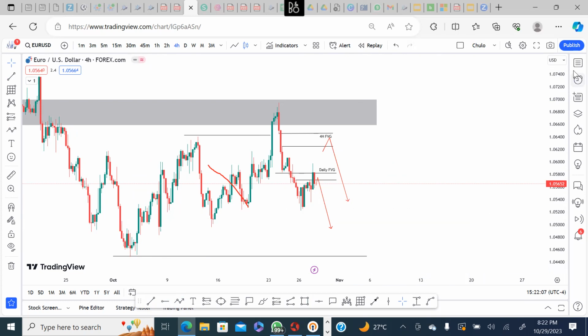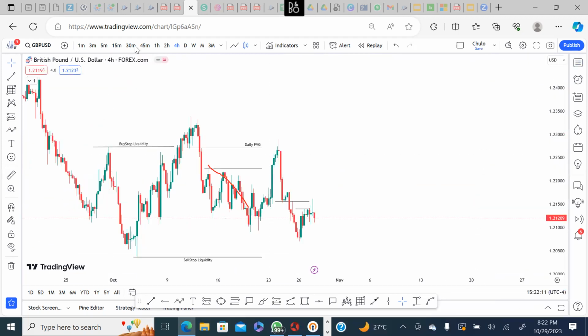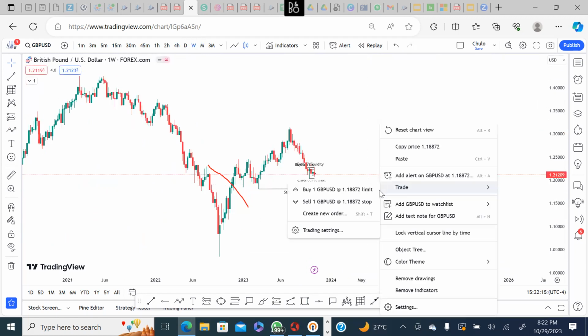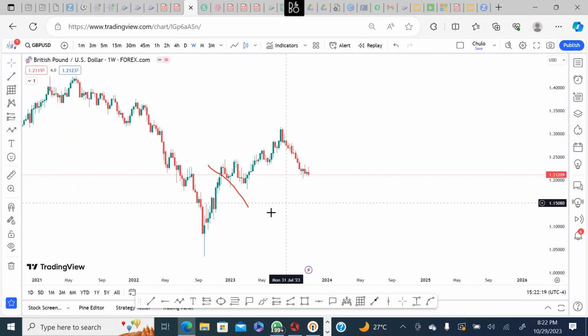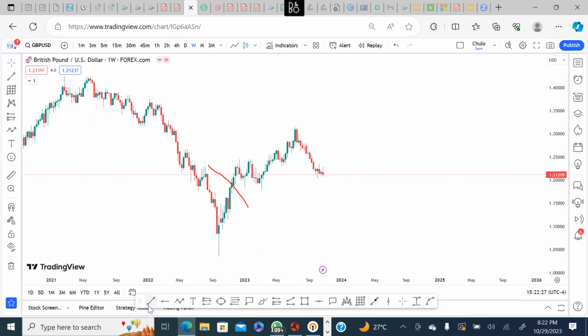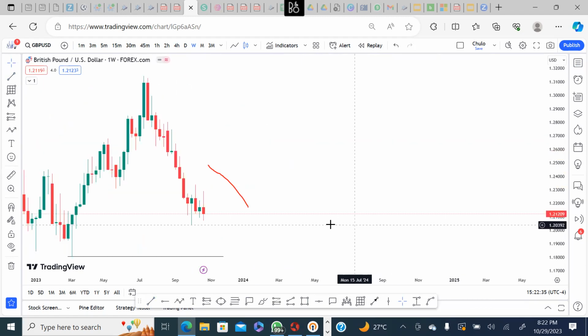Now let's see what we have on the GBPUSD. So I have to remove all this. How can I remove this drawing here now? Someone drew on the screen. So I have this strong weekly draw on liquidity here.